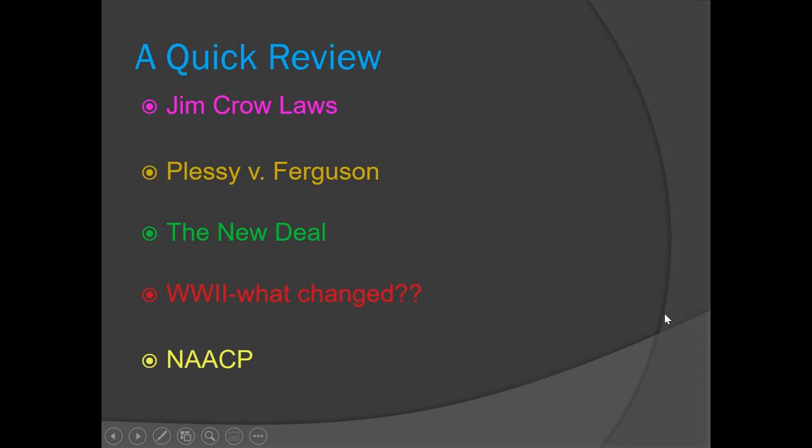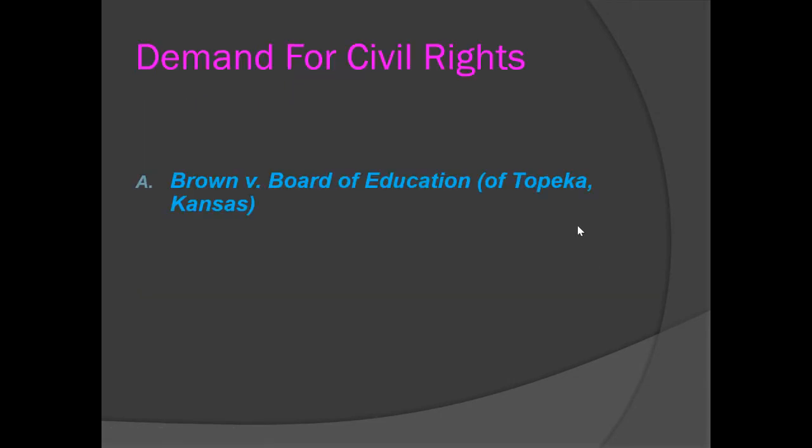The NAACP, that was an organization we talked about when we were studying Jim Crow, because it does arise at the end of the 1800s, early 1900s. And that's the National Association for the Advancement of Colored People. This organization will work within the law, and they're trying to change the law. They're one of the big forces behind Brown versus Board of Education in the 1950s, along with other important cases.